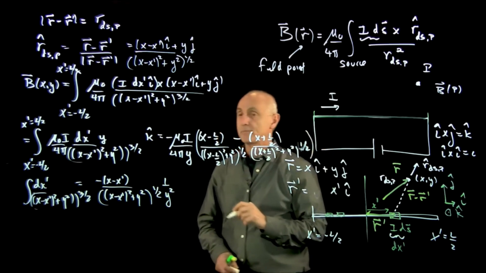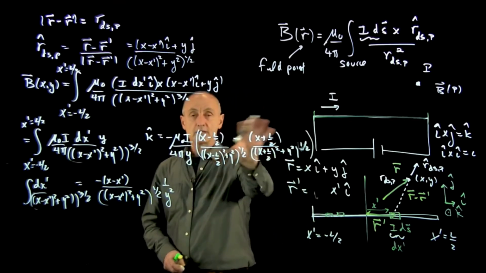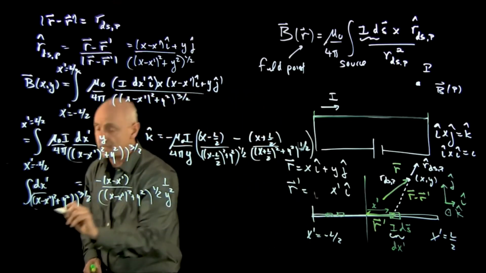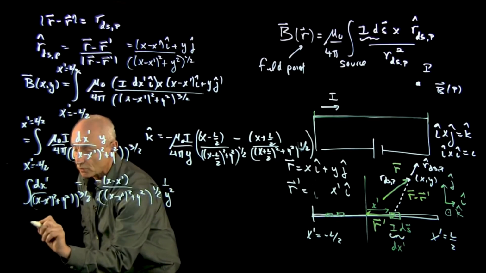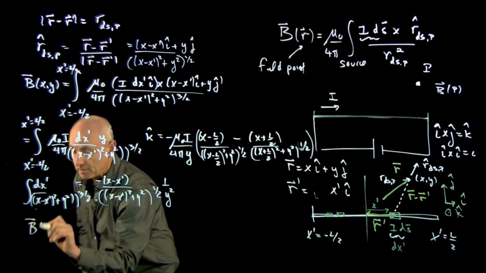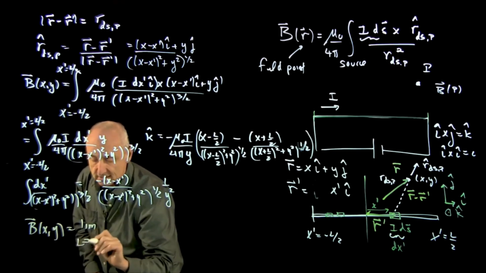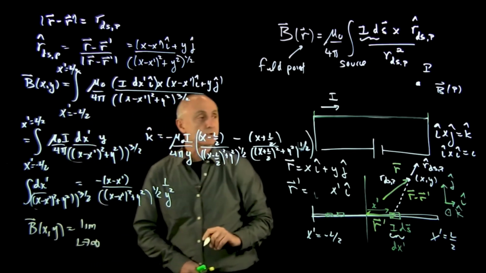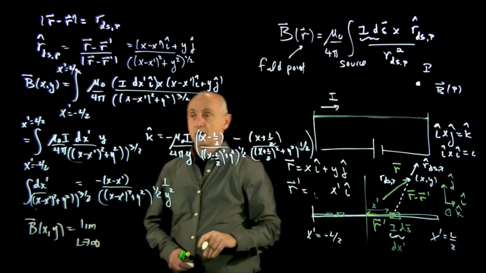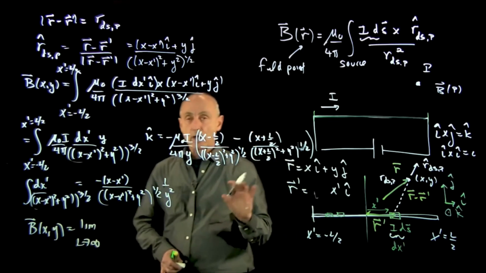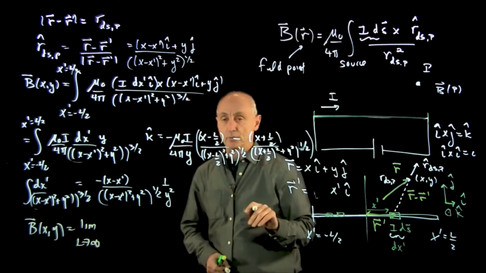And there we have it. Now, this is a mess, but a very nice exercise is to look at B_xy in the limit as the length of the wire goes to infinity. So we're talking about a very long wire.